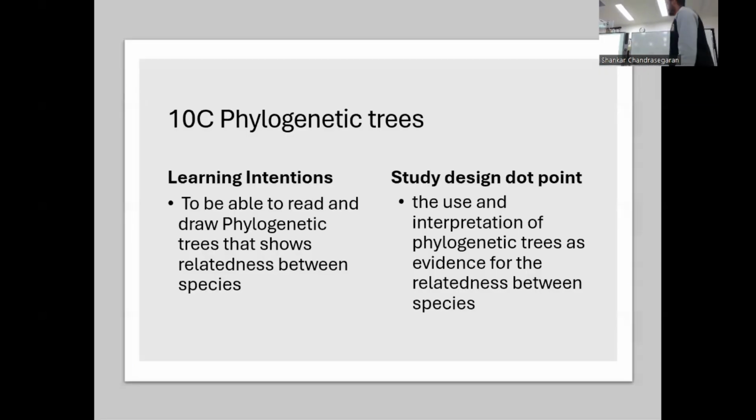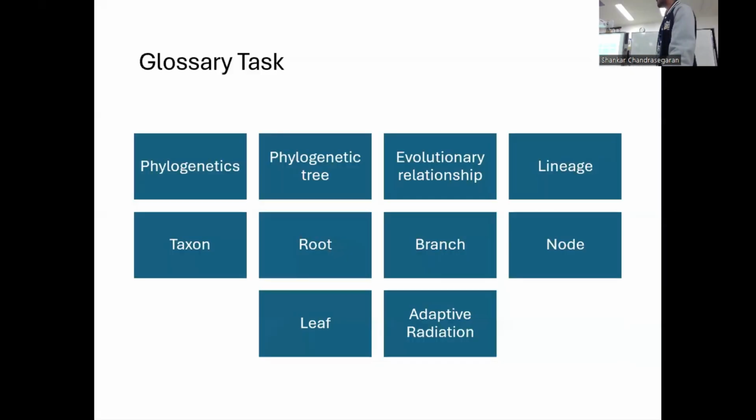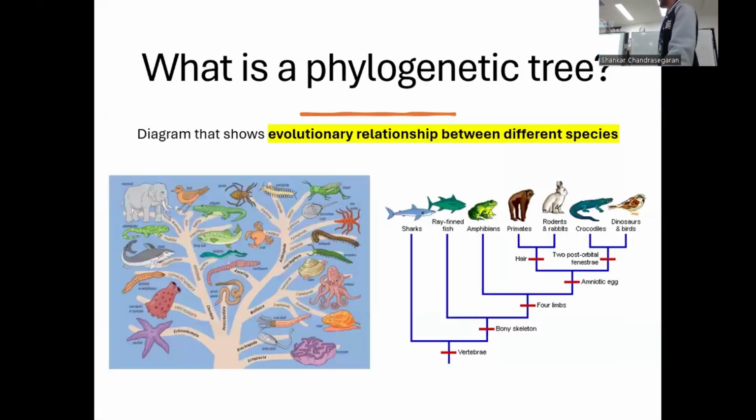All right. So today we're going to learn how to use and interpret a phylogenetic tree as evidence of relatedness between different species. Okay, your glossary task. And so first of all, let's start off with the basics, right? What is a phylogenetic tree? This is basically a diagram that shows the evolutionary relationship between different species. Basically, how are they related? How far? How did they diverge, and what kind of species are closely related to them?